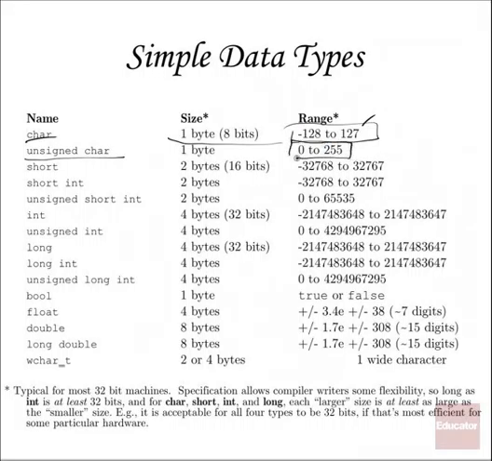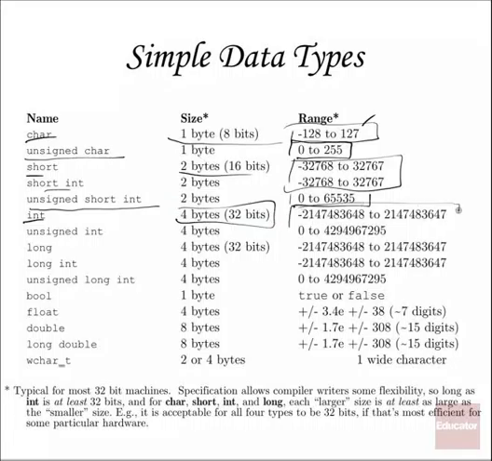You have the same sort of thing with a short. That's 2 bytes. Short int is another way of saying it. Unsigned short int. And here you have the same types of things. With 2 bytes, you have a larger range of numbers. When it's unsigned, you have a larger range of positive numbers. Int is 4 bytes. It's 32 bits. This is the range.